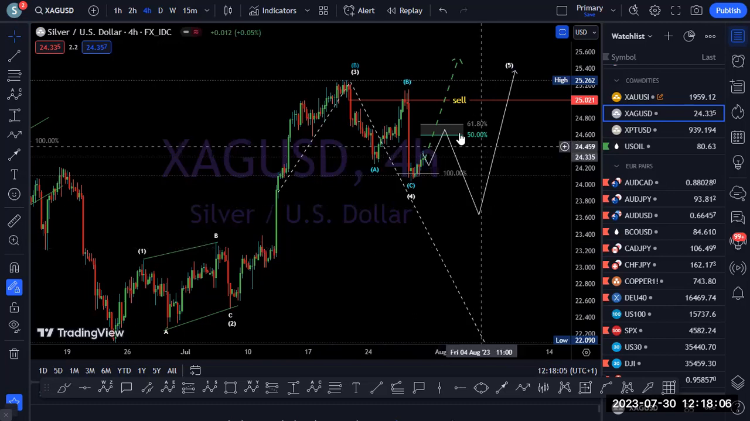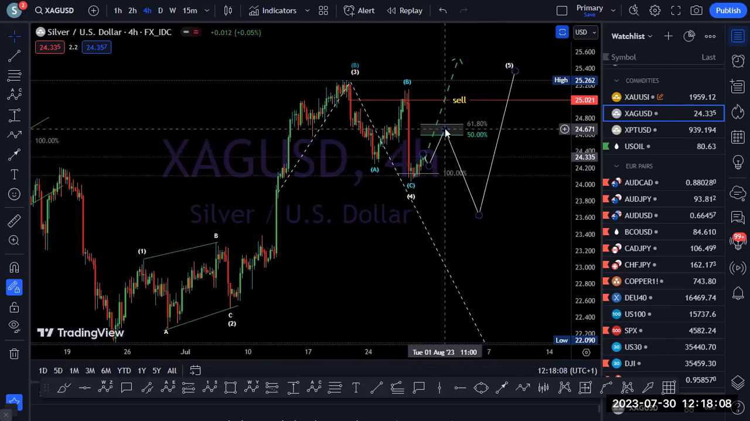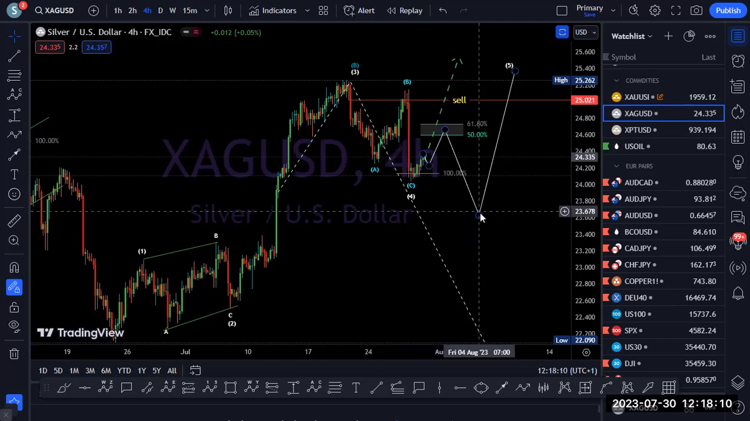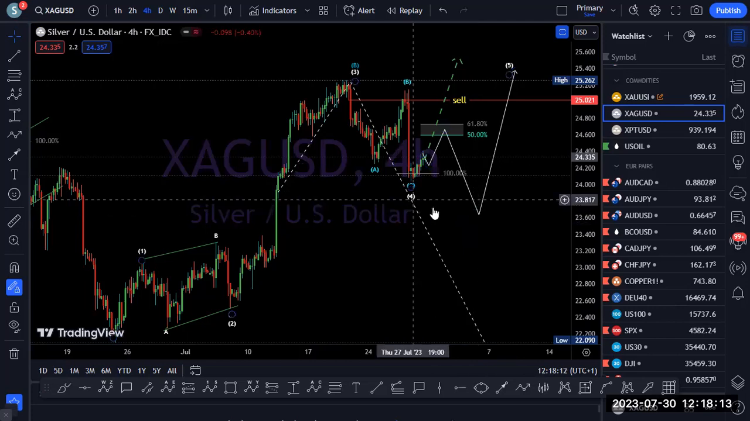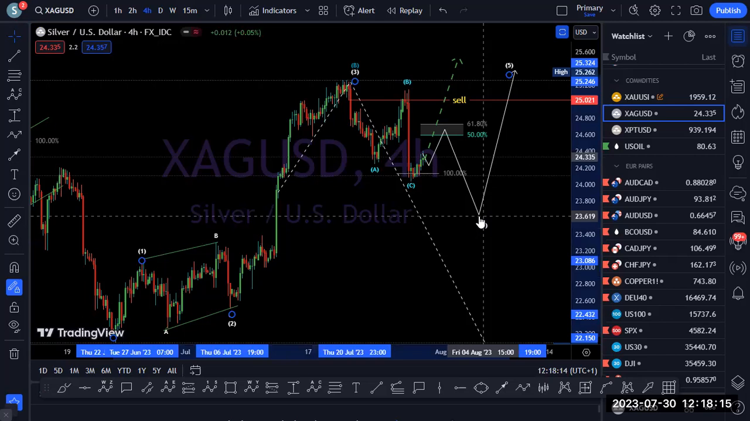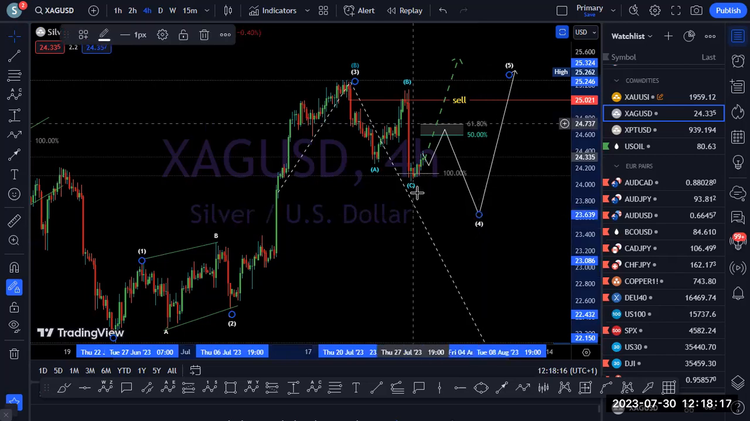Okay, so this is what I expect on silver. This is my first bias. It will drop further. This will fall, will be somewhere here. Then the possibility that it has ended here is there.